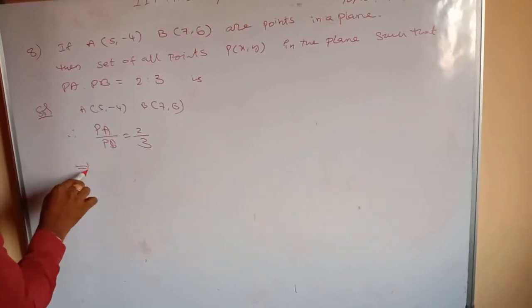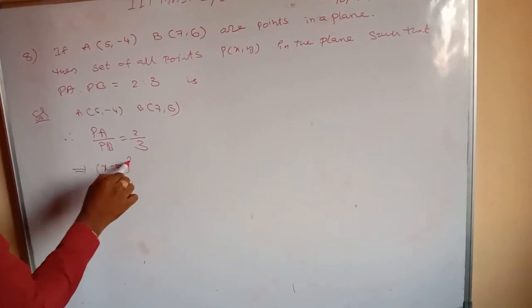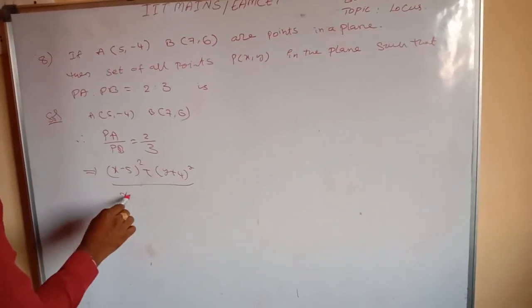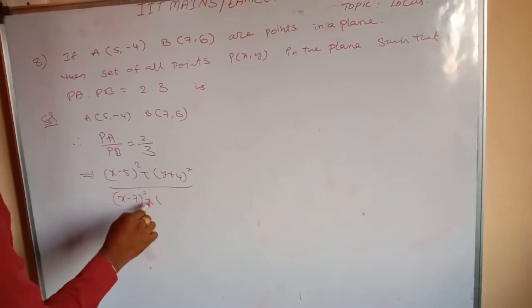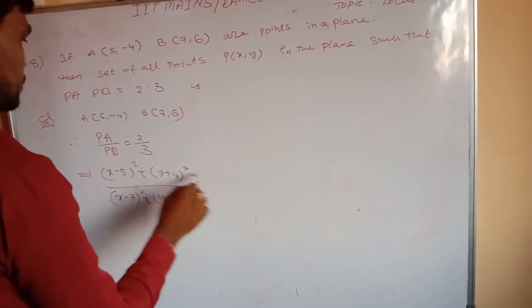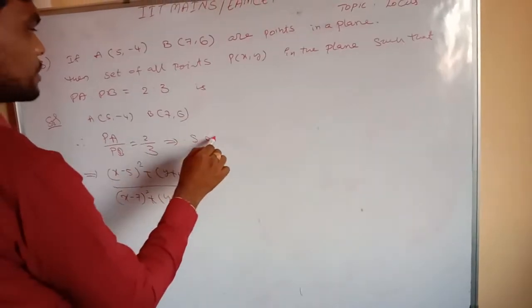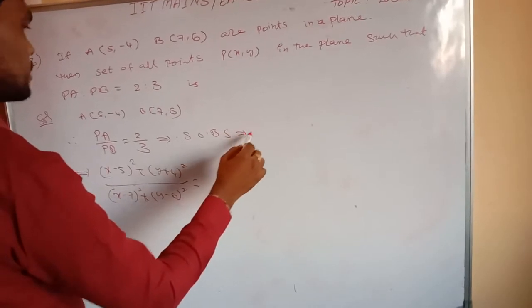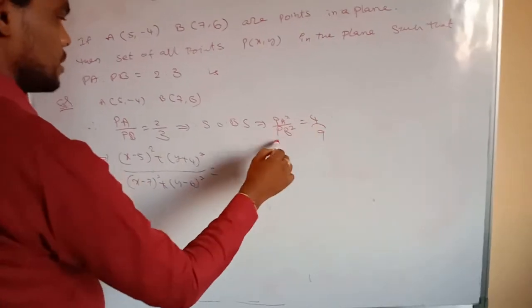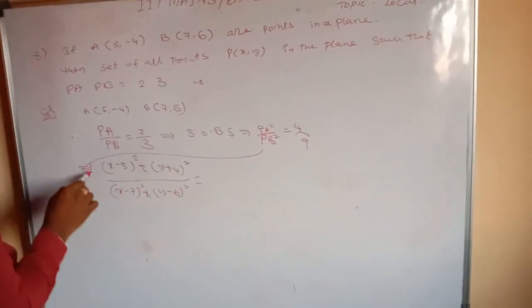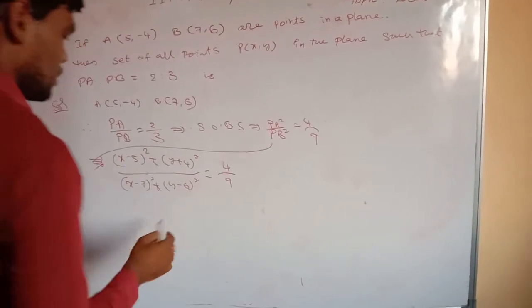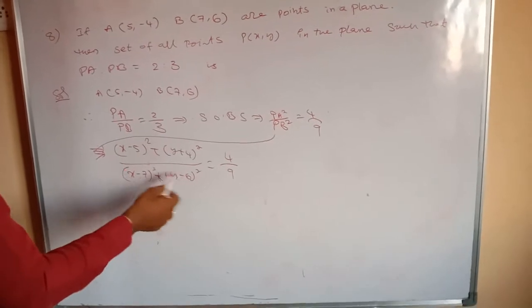That implies PA = square root of (x minus 5) whole square plus (y plus 4) whole square, by square root of (x minus 7) whole square plus (y minus 6) whole square, is equal to 2 by 3. Now squaring on both sides, PA square by PB square is equal to 4 by 9. Now cross multiplication to simplify the answer.